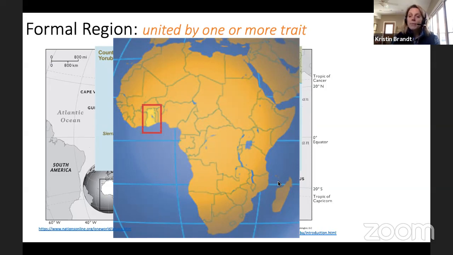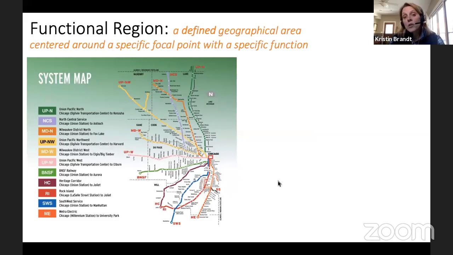So, formal regions. In contrast, we could talk about functional regions. I swear my students struggle with functional regions like crazy. My son nodded his head just a little bit. It's been 3 years since he had the class, and he's like, yeah. But in my mind, this one makes the most sense because you live it and you don't even know it. So, defined geographic areas centered around a specific focal point with a specific function. For example, this is our Metra line, our train lines here in Chicago. The center point is Chicago, and then we can see all the different lines moving in or out. This is functional regions.